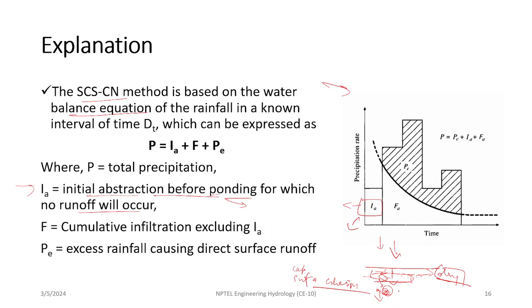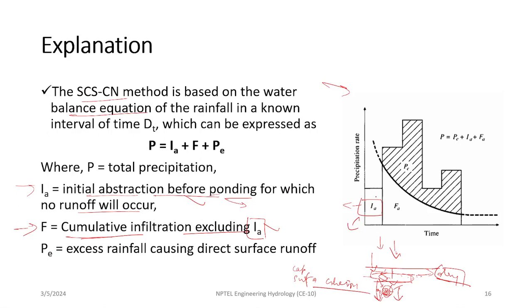But once the particle has taken a surplus amount of water over its surface, it will allow further rainwater, which is getting infiltrated, to pass on to further depth. That infiltration will be counted in the cumulative infiltration excluding IA. Why excluding IA? Because IA has already been counted as a separate parameter. So further infiltration that occurs will be counted as cumulative infiltration.